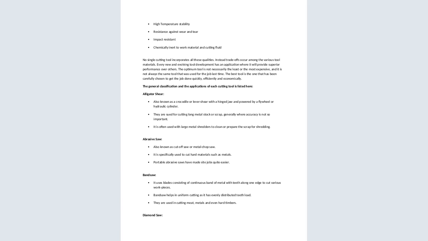It is often used with large metal shredders. Another one is the abrasive saw. You realize that when we were talking about tools, we also talked about the abrasive saw, also known as the cut-off saw or metal chop saw. It is specifically used to cut hard materials such as metals. And then the portable abrasive saws have made side jobs quite easier.